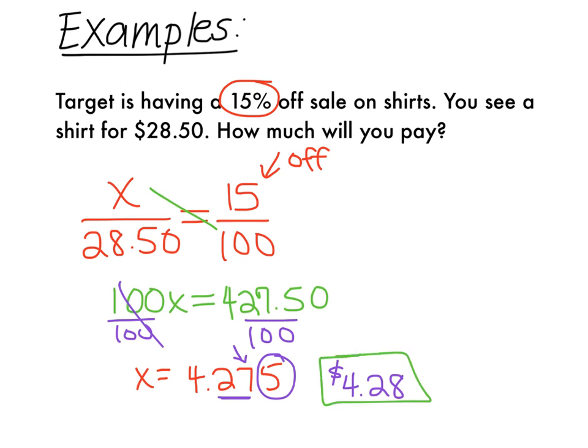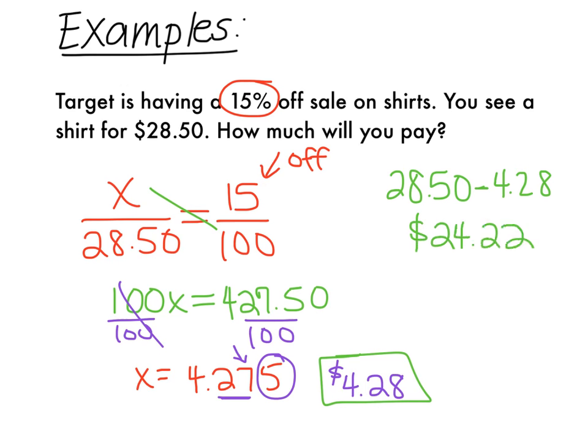So your last step is you need to take $28.50, that was your original cost, and take away your $4.28. Okay, so I'm going to type that in. And I end up with $24.22 is your final cost. Now, you could solve this one any of those other ways. You could use an equation, you could use a different type of proportion, but as long as you get this final answer of $24.22.